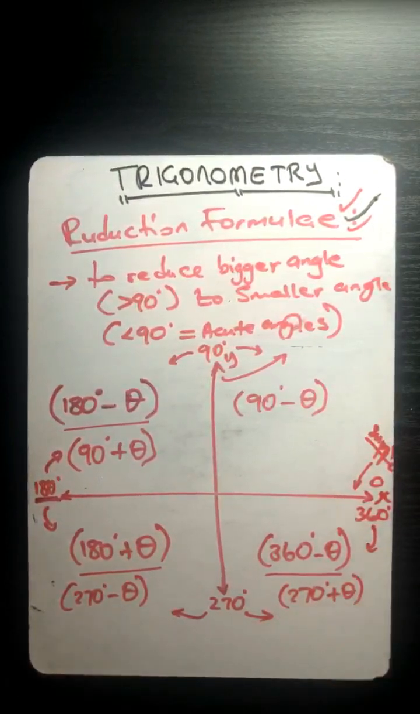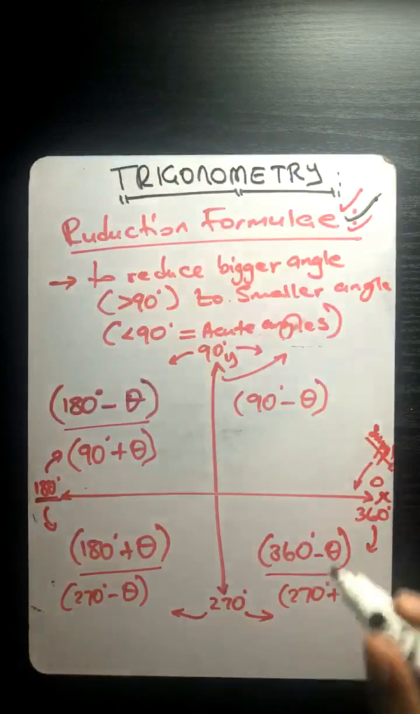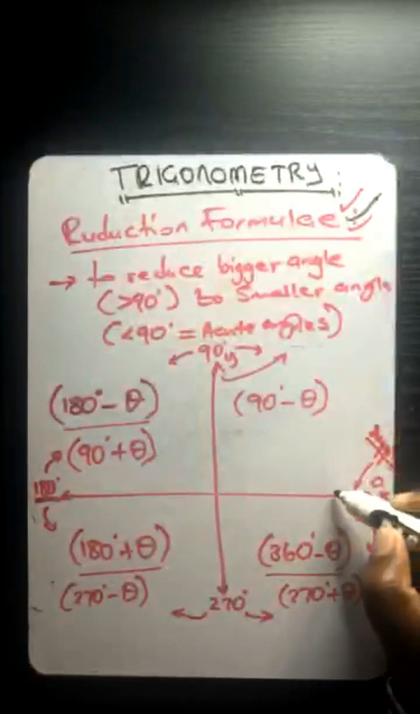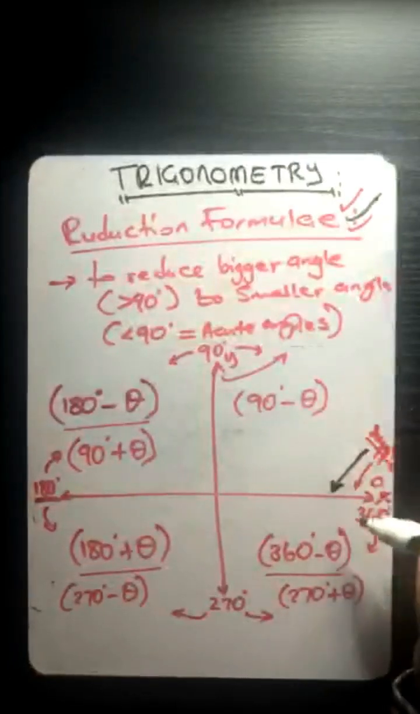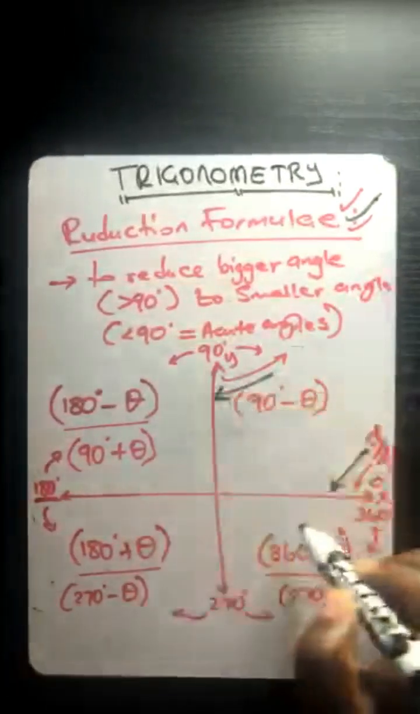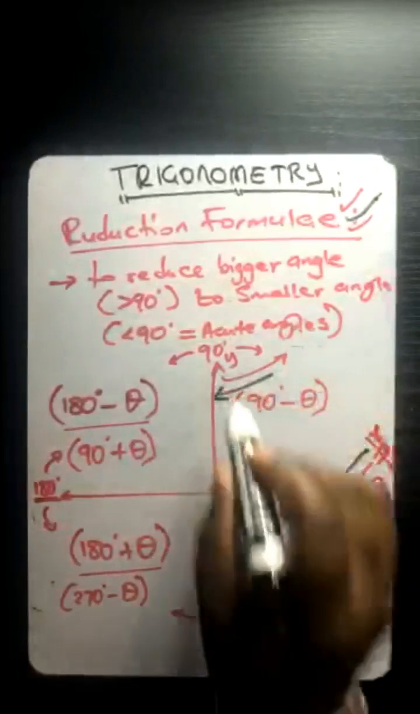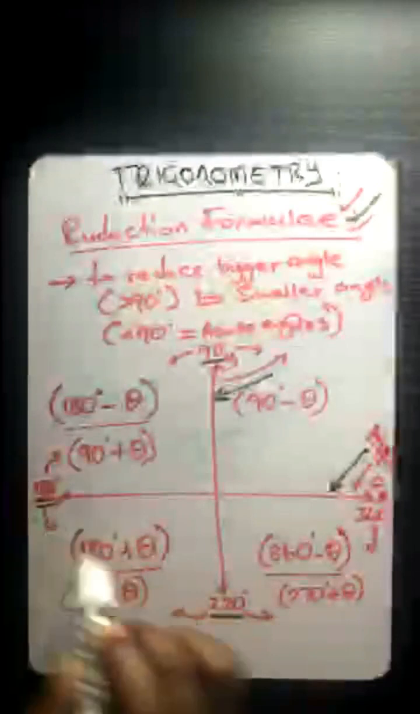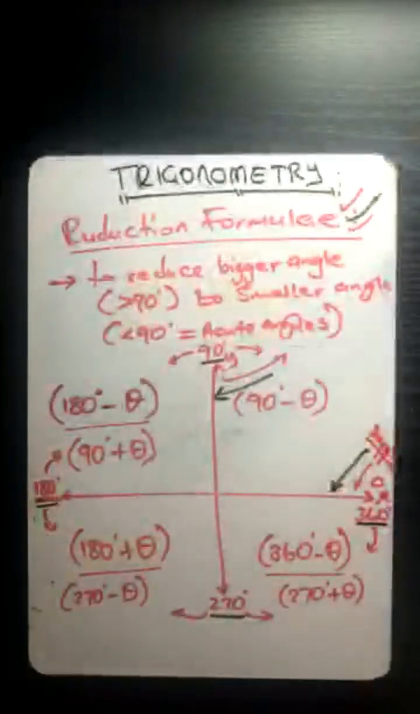In most cases, I would always advise you, where possible, to use the angles along this line because they are not that complicated. But the moment you use angles along this line, remember, it's 270 and 90. Angles along this line are 180 and 360.